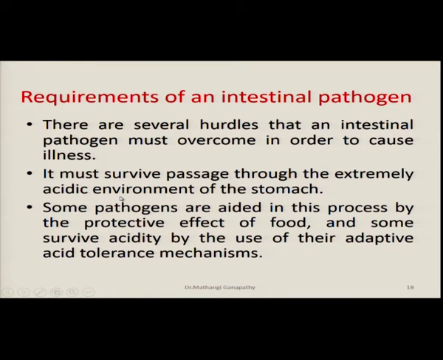Now, how does a pathogen survive in the intestine? The pathogen has to face several hurdles, several obstacles to be an intestinal pathogen and to cause an illness. First of all, it has to survive the passage through the extremely acidic environment of the stomach. Your stomach has dilute HCl, so it's an acidic environment. The pathogen, once consumed live, has to live and survive the acidic environment of the stomach.